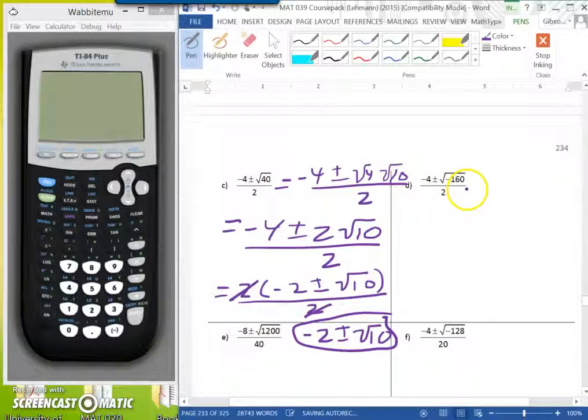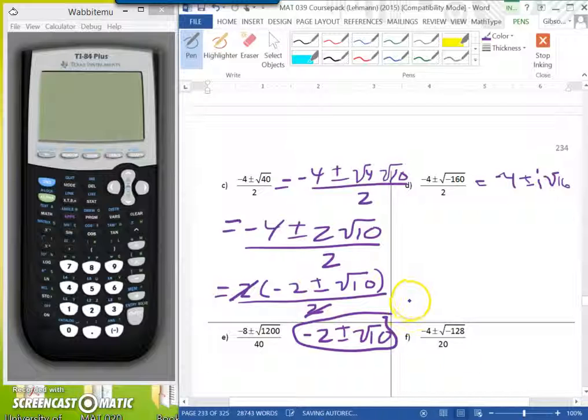Now we come here to D. We have negative 4 plus or minus the square root of a negative 160. So we know we're going to factor out an i. So it'll be negative 4 plus or minus. Now, we know we factor out i, but the perfect square here will be 16. And we'll also be left with the square root of 10. Now you can write the square root of 10 next to it. Yes, you have a question?